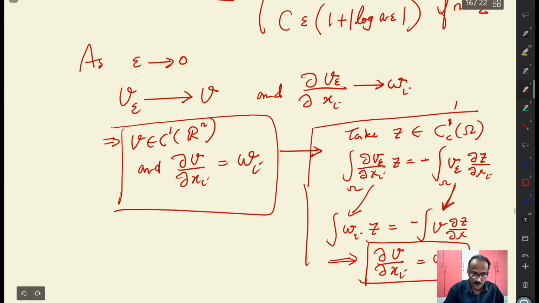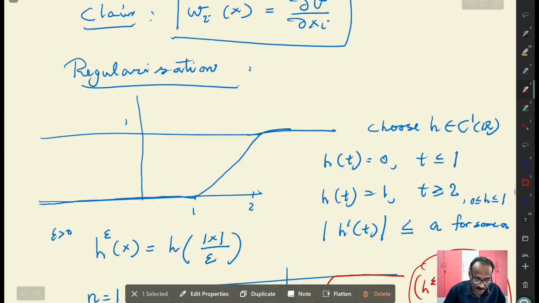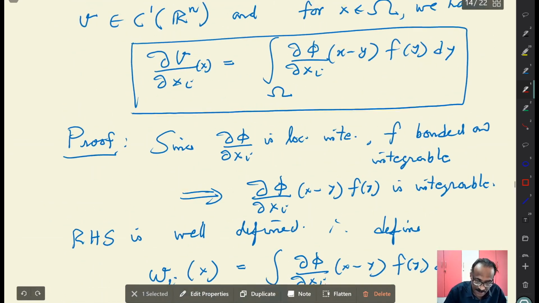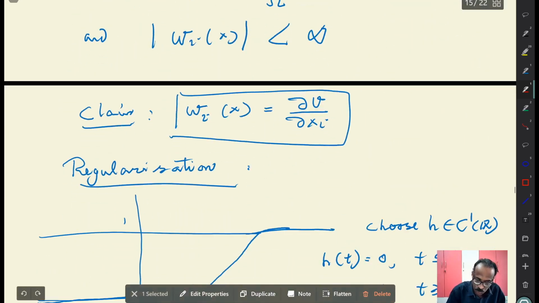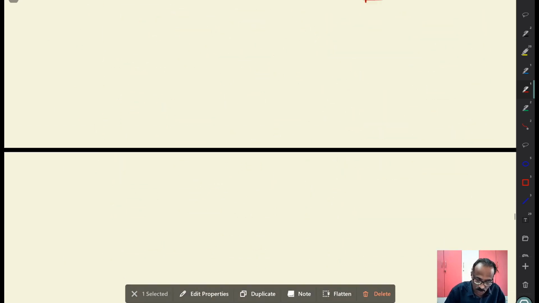So what we have proved, via regularization, is that wi is equal to dv by dxi. You can take the differentiation. So it's only this kind of regularization that will do. But the problem with the second derivative is that it is not locally integrable. This we could do because it's all locally integrable functions, so there is no issue. Just regularization you could manage it.